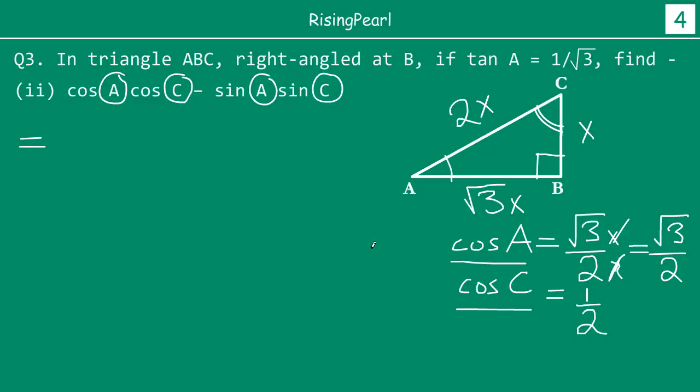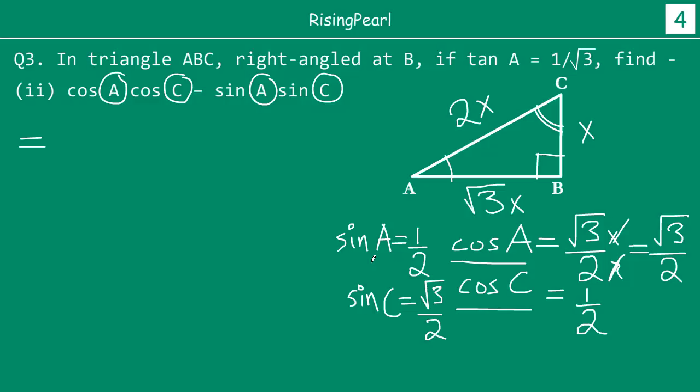So what about sine A? Let's write sine A here. Sine A will be equal to, this is A, opposite side by hypotenuse. It will be 1 by 2. And then sine C is the last one. For sine C, this is C, it will be opposite side by hypotenuse. It will be root 3 by 2. Square root 3 by 2.